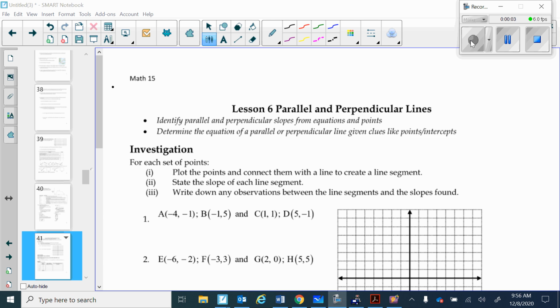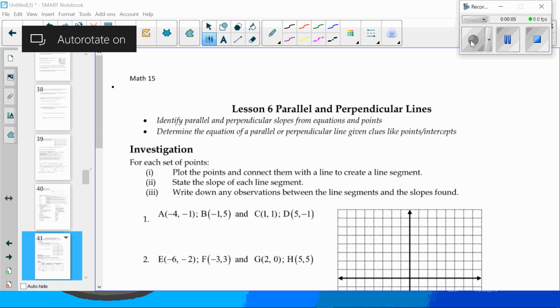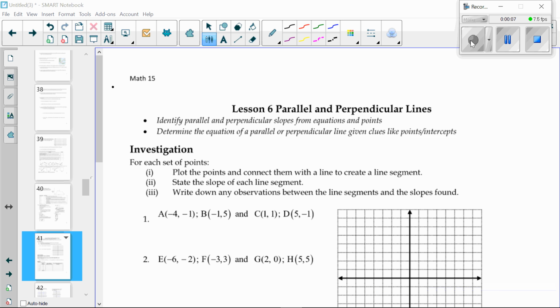Okay, welcome back. We are now on lesson 6, parallel and perpendicular lines.